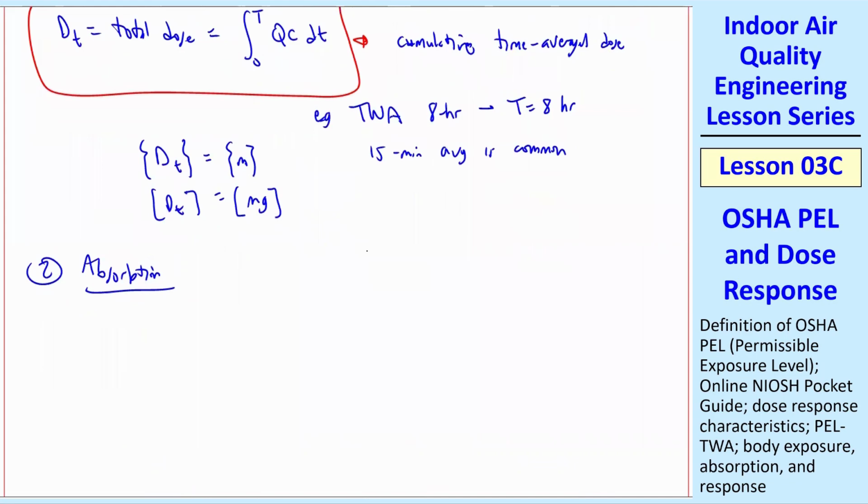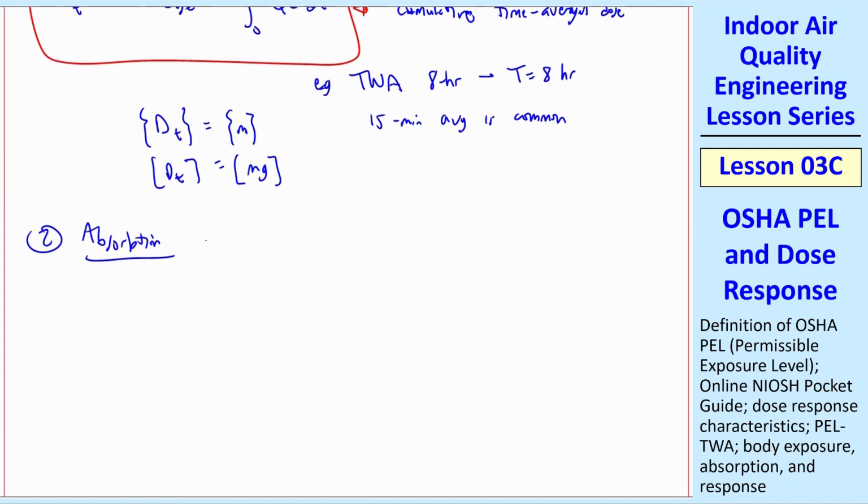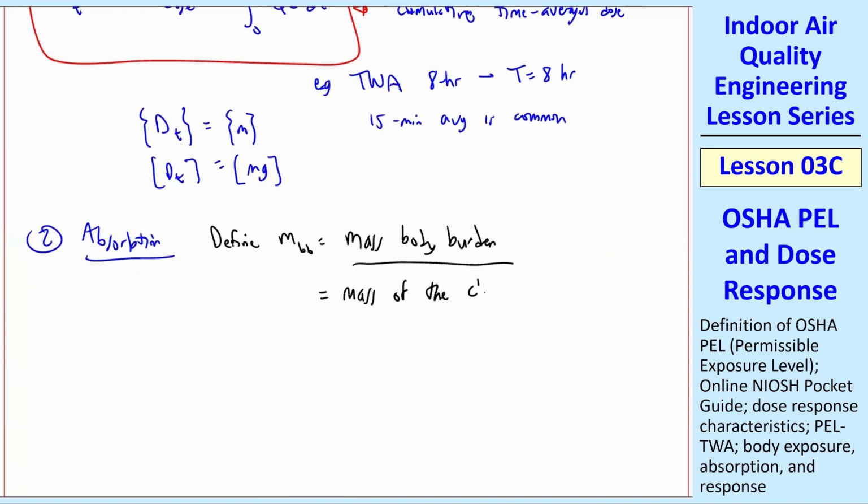The problem is that you might be exposed to 10 milligrams of some substance, but some fraction of that gets absorbed into your body. Not all of it gets absorbed. So we're going to define something that we'll talk about quite a bit from now on. Define MBB as what we call the mass body burden, sometimes just body burden. And this is the mass of the chemical in the body at any given time. So you're working and you're exposed to some chemical, you're breathing it, and MBB is the mass of that chemical in your body.